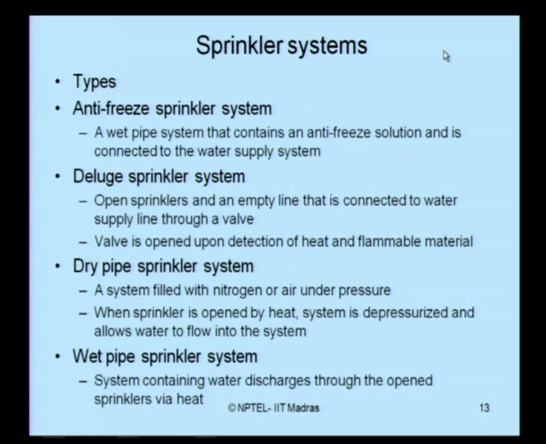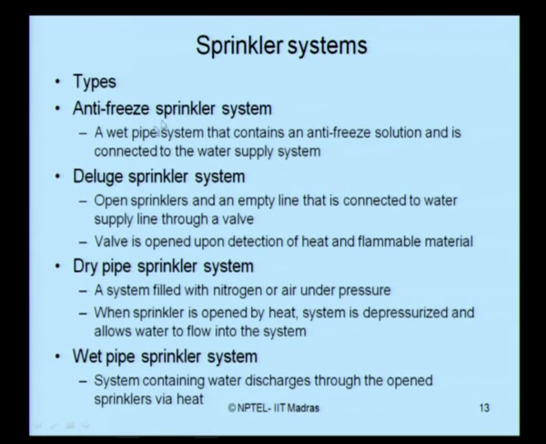The fourth type of system is what we call a wet pipe sprinkler system. The system contains water which discharges through openings of sprinklers via heat. The sprinklers get opened when the temperature reaches a threshold value. When the sprinklers open, water discharges through the sprinkler and controls or extinguishes the fire.